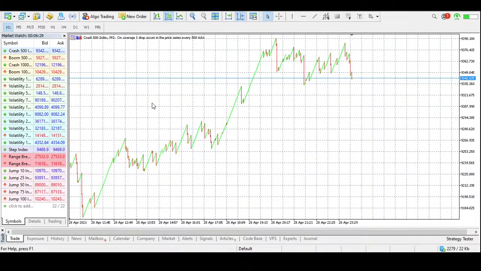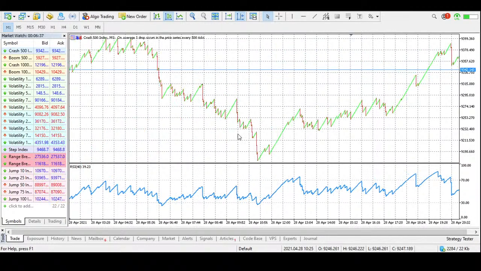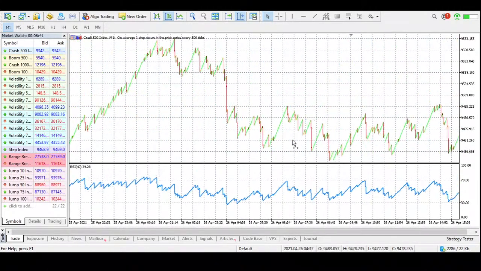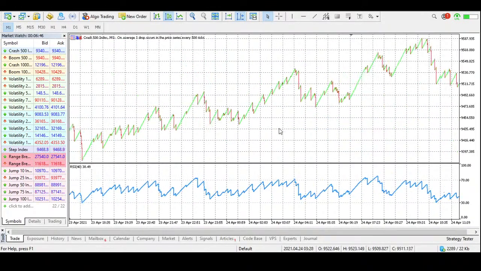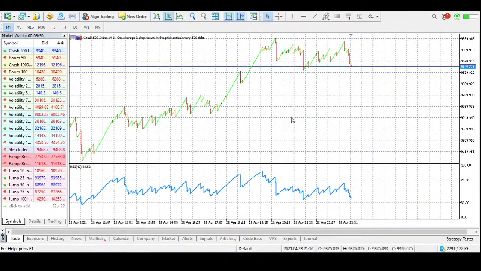Now usually when I insert RSI, I'm going to set it to 40, because RSI 40 hardly hits 0 or 100, and you can go back and check to see that it never hits. I've not seen it hit 0 or 100 before. Do you see that?